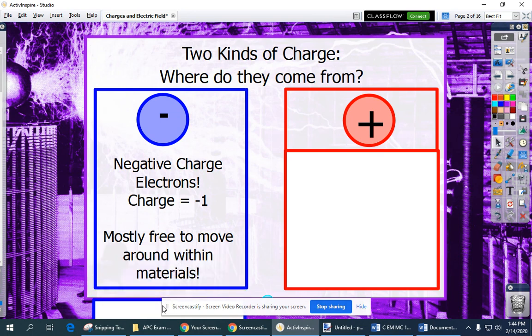And one of the important things about electrons is that, as you might know from chemistry, these are the things that are free to move around within materials. They can form electric currents, they can hop from one atom to another, they can be shared, all kinds of things like that. Electrons like to move around.